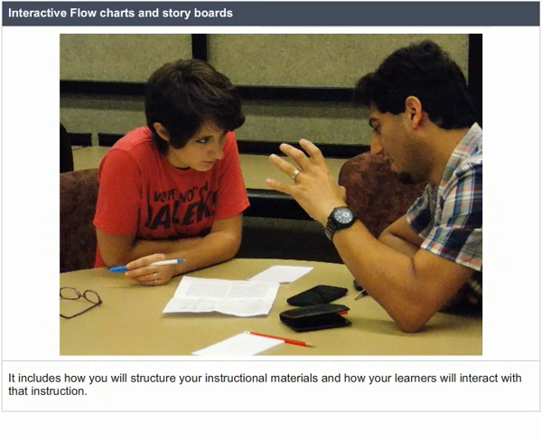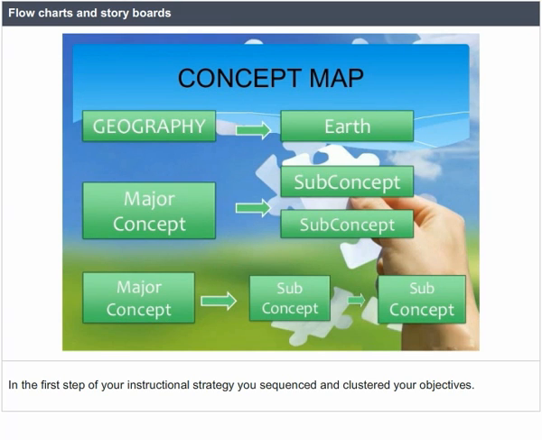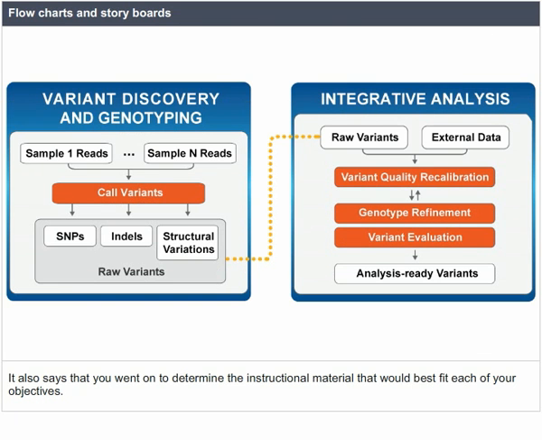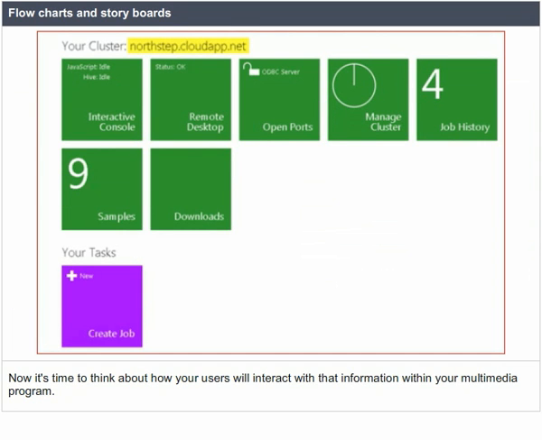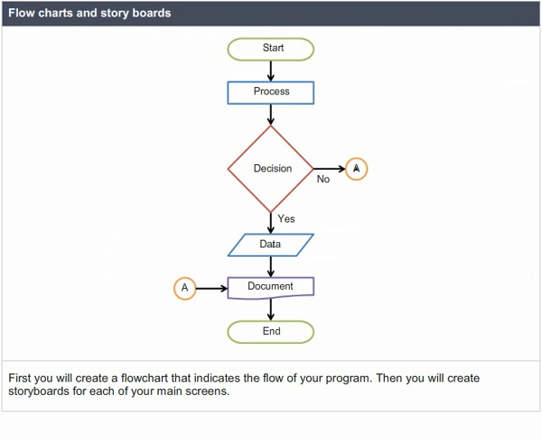Flowcharts and storyboards. In the first step of your instructional strategy, you sequenced and clustered your objectives. You also went on to determine the instructional material that would best fit each of your objectives. Now it's time to think about how your users will interact with that information within your multimedia program. First, you will create a flowchart that indicates the flow of your program. Then you will create storyboards for each of your main screens.